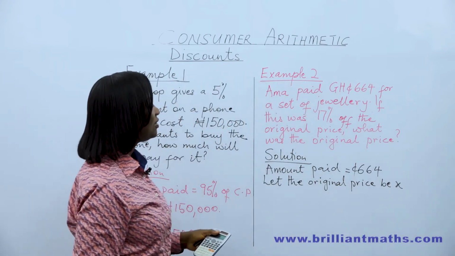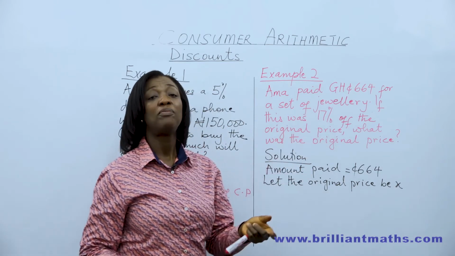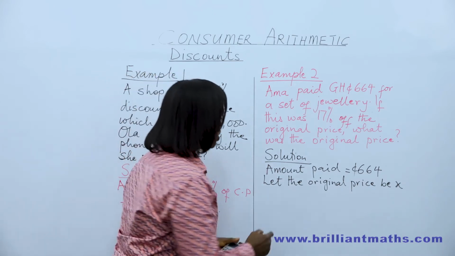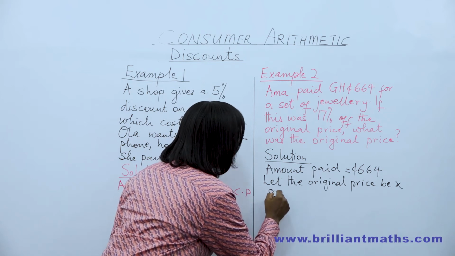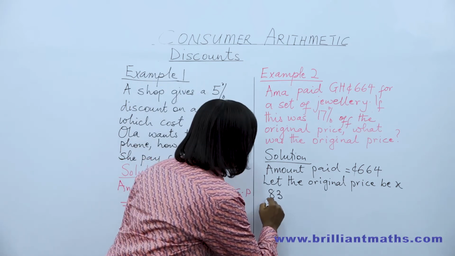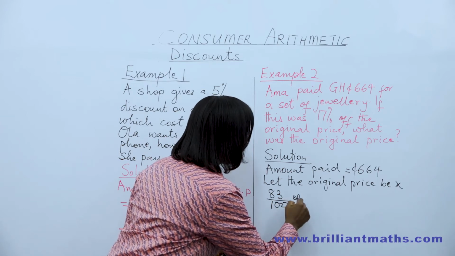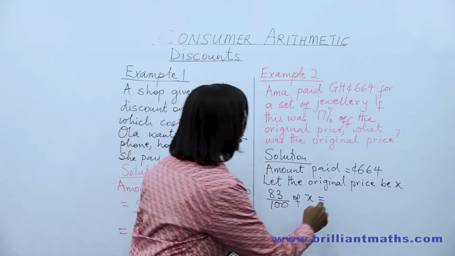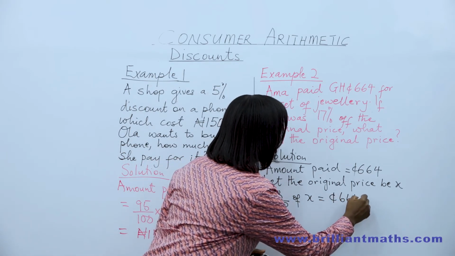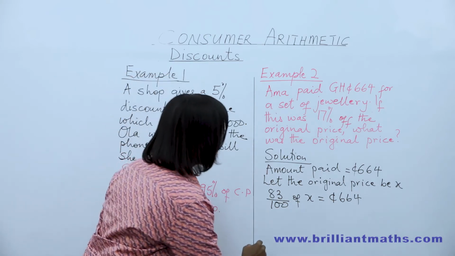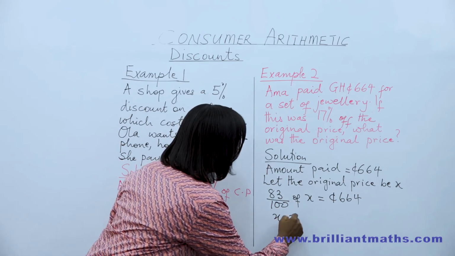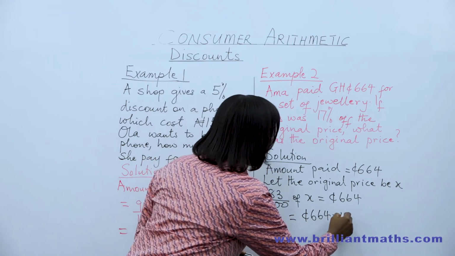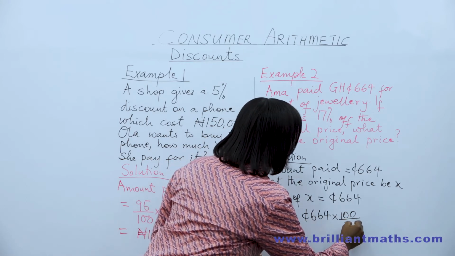So that means that if we take 17% from 100%, we have 83%. So 83%, which is the same as 83 over 100, of the original price is equal to 664. Therefore, the original price, which is X, is equal to 664 times 100 over 83.